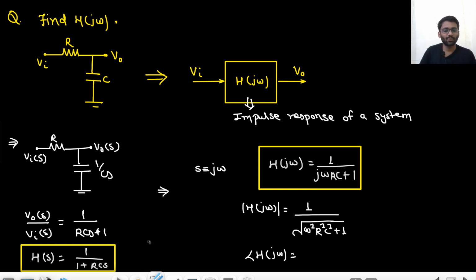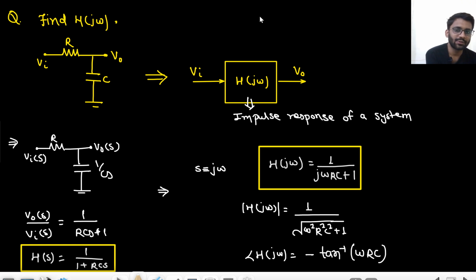These basics will be taught to you in AC analysis as well, but I just hope you know this much of basics. So the angle of 1 will be 0. So 0 minus this value, tan inverse of omega RC by 1.